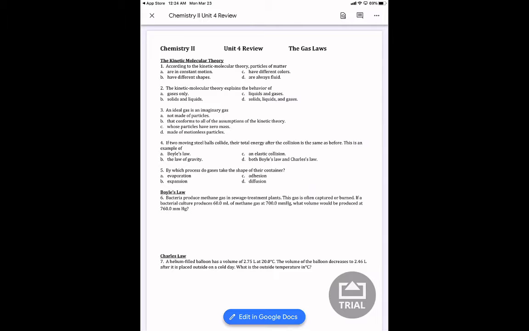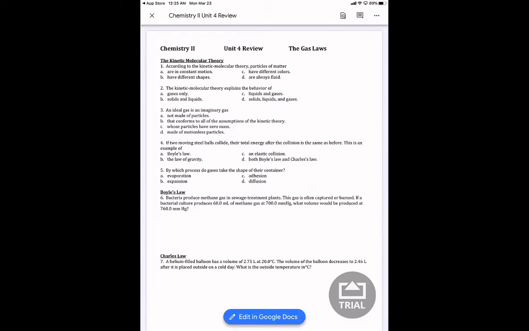Number 3, an ideal gas is an imaginary gas. That is letter B, that conforms to all the assumptions of the kinetic molecular theory. Now remember, ideal gases are imaginary gases. They really do not exist. Ideal gases abide by all those assumptions of the kinetic molecular theory, but remember, real gases do not. Real gases, their collisions are not elastic. Real gases, there are attractive forces between the particles.